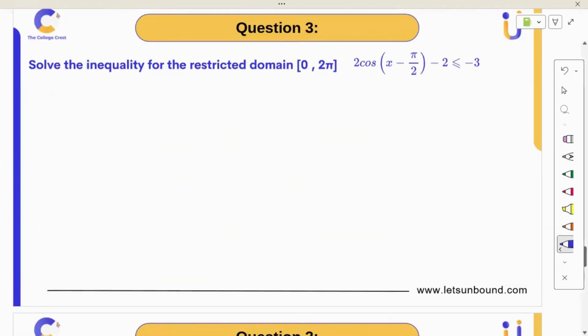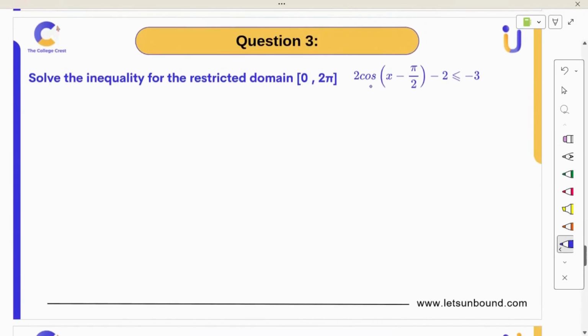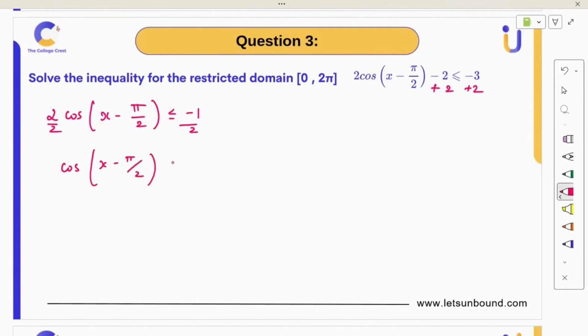Solve the inequality for the restricted domain 0 to pi, and this is the inequality. So first you should isolate your trig function. I will add 2 on both sides. So 2 cos of x minus pi by 2 is less than or equal to -1. And you divide by 2, you will get cos of x minus pi by 2 is less than or equal to -1 by 2. x minus pi by 2 is less than or equal to cos inverse of -1 by 2.